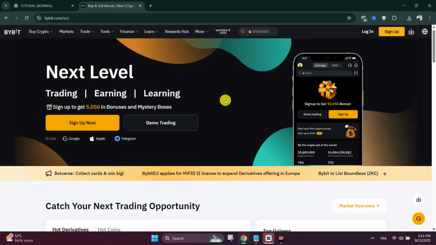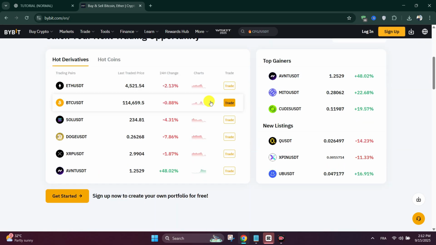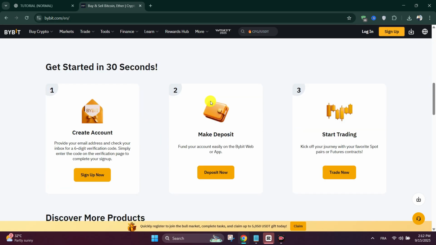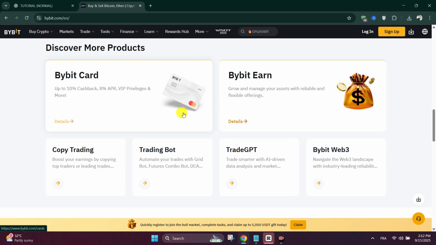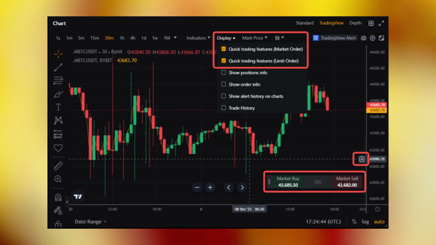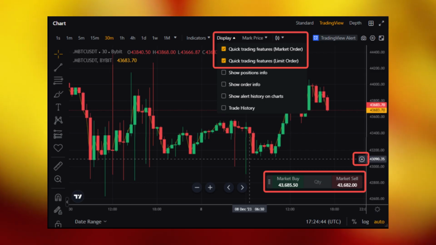Today we're going to see how to trade futures on Bybit. First things first, you can place a futures order using quick trading on the trading chart, then instantly place limit or market orders, or you can do it through the order zone, choosing basic or advanced orders with more personalized settings.